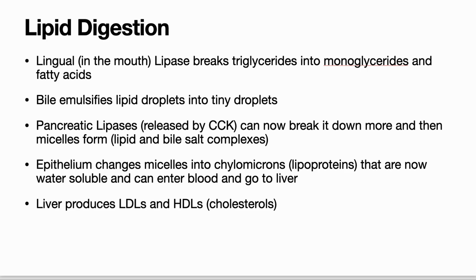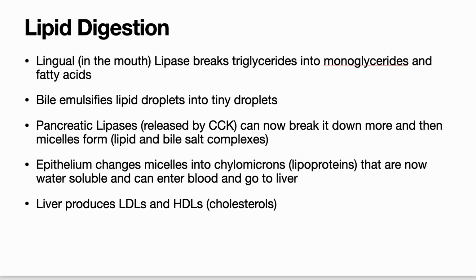The release of bile because of CCK is going to help take large lipid droplets and break them down into tiny droplets, which in turn will allow pancreatic lipases, which are very similar to lingual lipases, to have better access to those lipids now because they're smaller. They'll be able to break those lipids down into even smaller pieces that we now call micelles, because those micelles will be a little bit of lipids surrounded by some of the bile salt complexes from the bile that's been released from the gallbladder that was made by the liver.